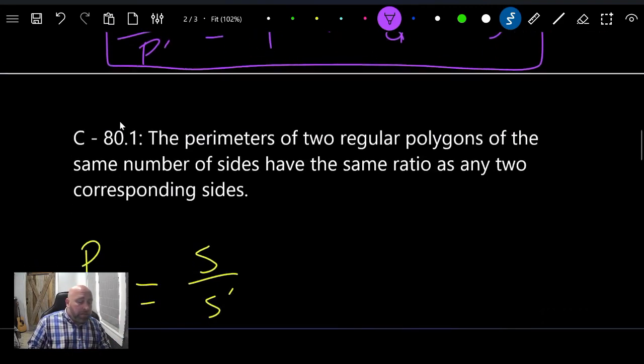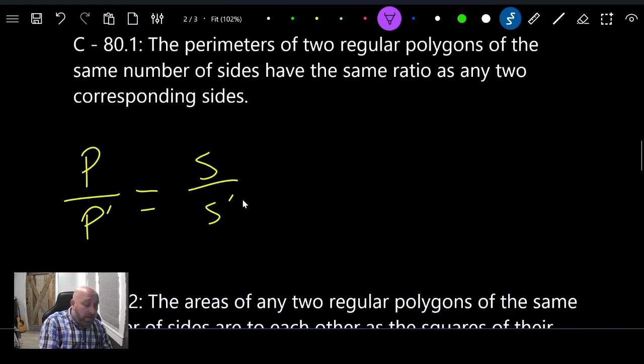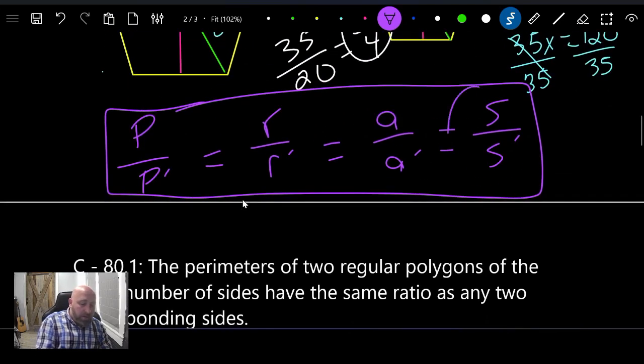Okay. Next, jump over there to corollary 80.1. And it says here that the perimeters of two regular polygons of the same number of sides have the same ratio as their corresponding sides. We just talked about that. I just wrote that right here basically. And that was just kind of a deduction that we made from this information.